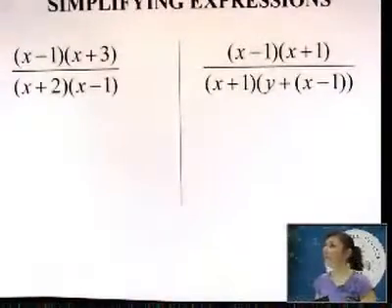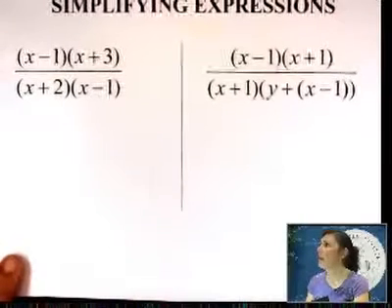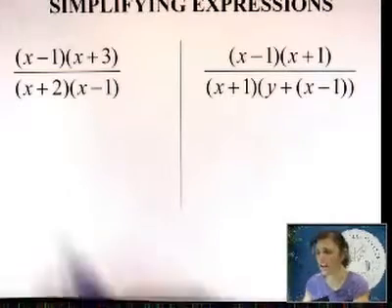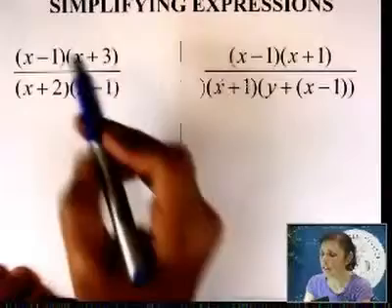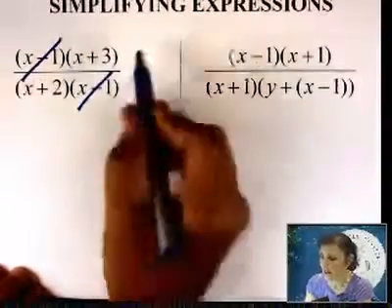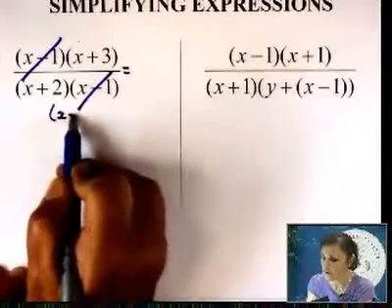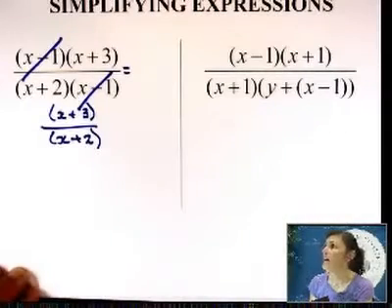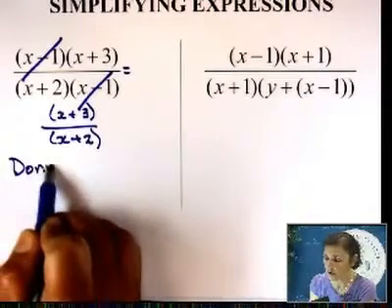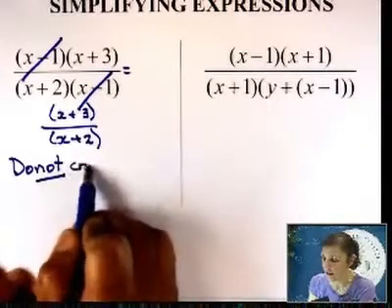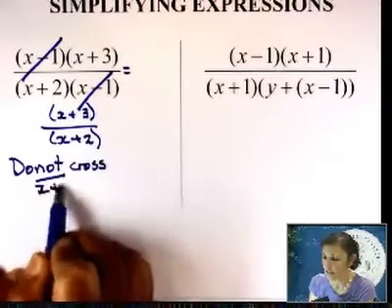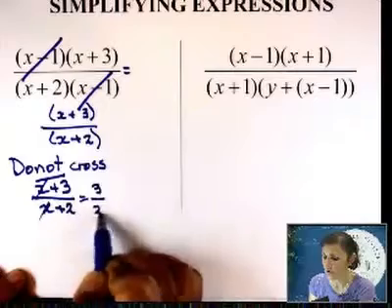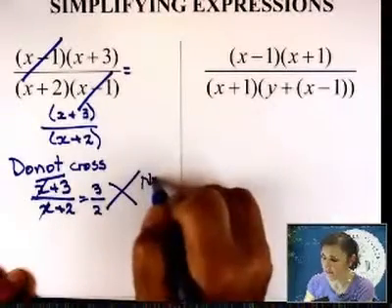Okay. The second thing, when we have more complex expressions and then they are all factored out for you, what are you allowed to do? Let's look in here. X minus 1 is already factored out. I can do this. And what do I have left? I have x plus 3 over x plus 2. All right? So do not cross this out. X plus 3, x plus 2. Oh, that's 3 over 2. Do not do that. Not right.